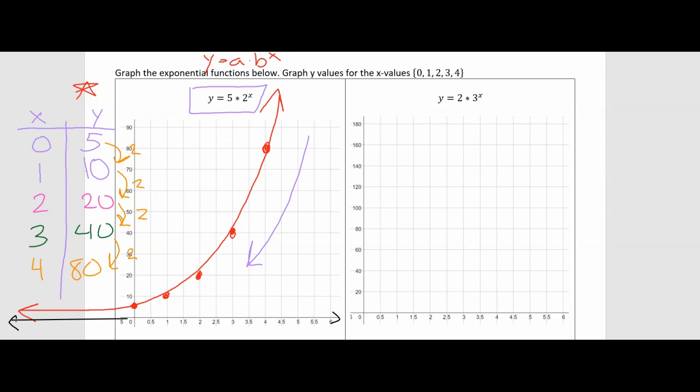So all of the y values here are positive, which means our function is going to lie completely above the x-axis. There are some exponential functions that are below the x-axis, but we'll get to those later. Just thinking about this function, there's no x values you could substitute in that would give you a y value that's negative. Let's look at the function on the right.